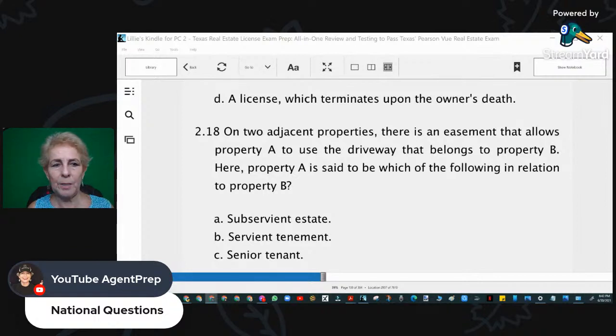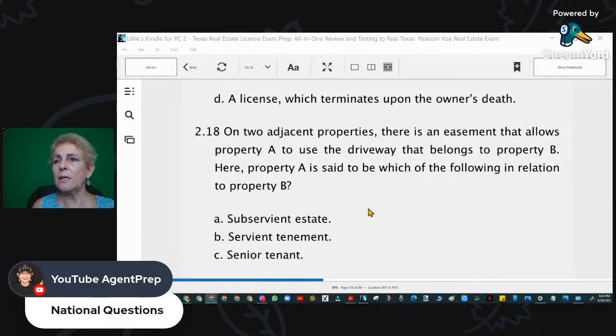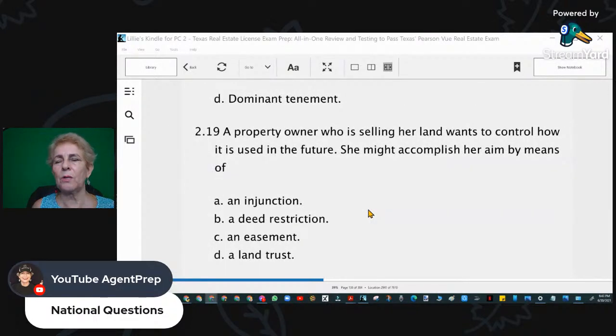Okay, it looks like nobody wants to try. So the answer is D. It is the dominant party because they're the ones that have access to it.